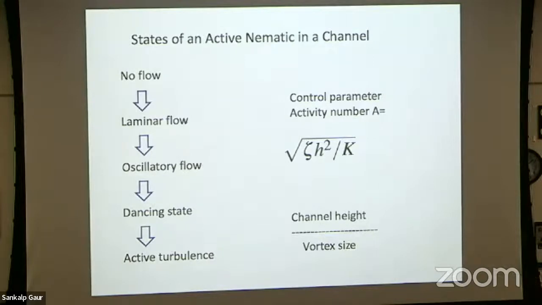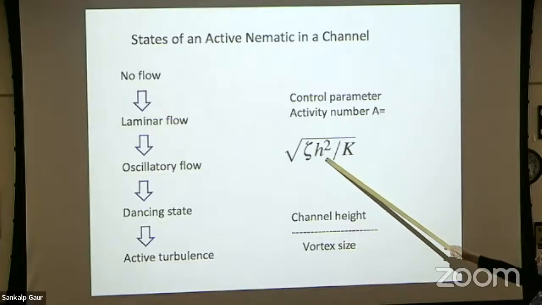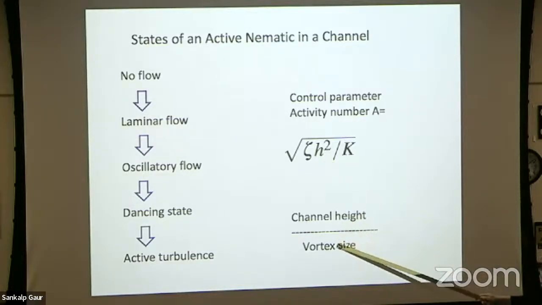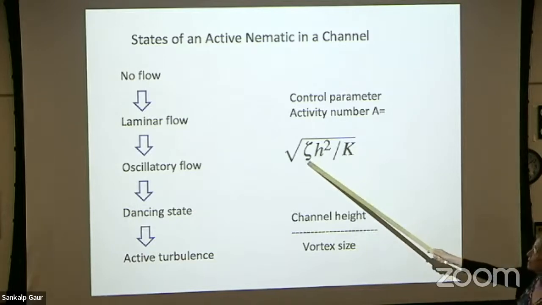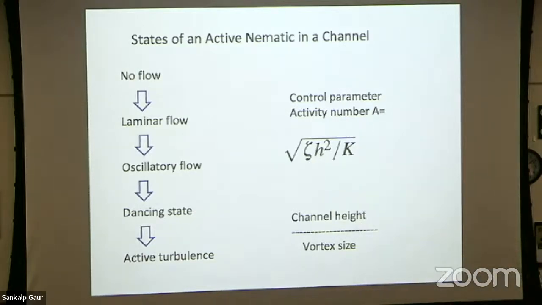Okay, so what's the control parameter? Well, you have two length scales in this problem. One is the width of the channel, and the other one is essentially the size of a vortex in active turbulence, the active length scale. H is the height, the width of my channel, and the vortex size, the length scale of active turbulence, is the square root of K, the elastic constant, divided by the activity. So that thing, which I'm going to call the activity number, A, is my control parameter.